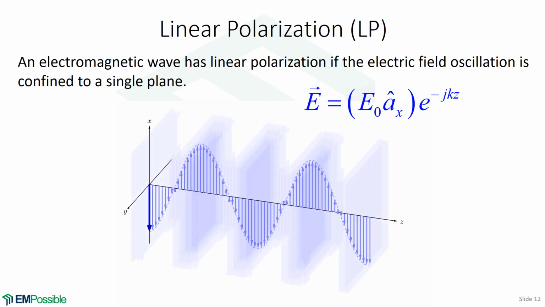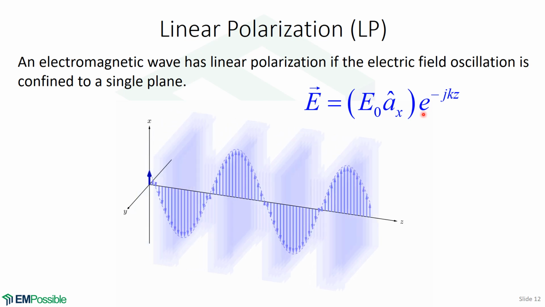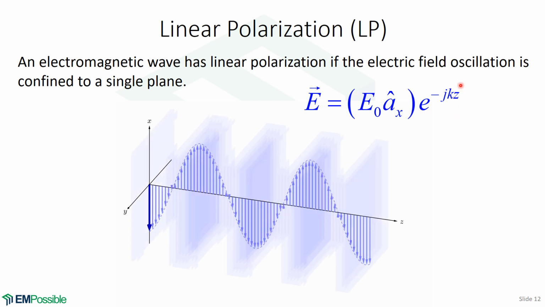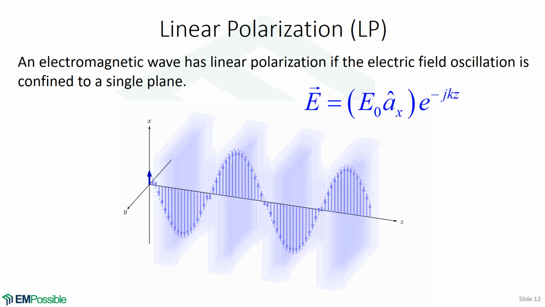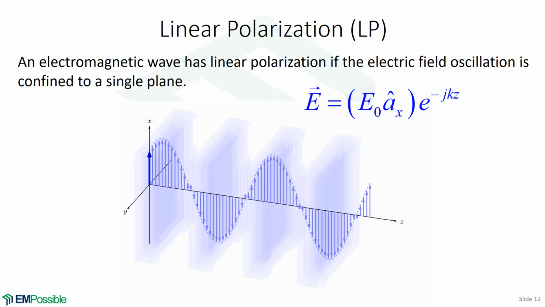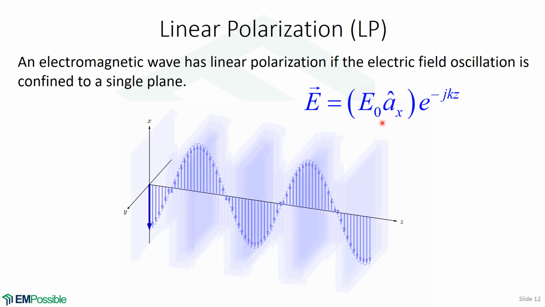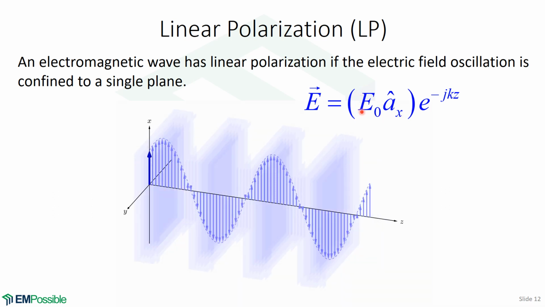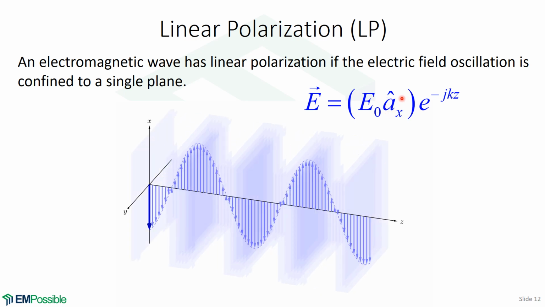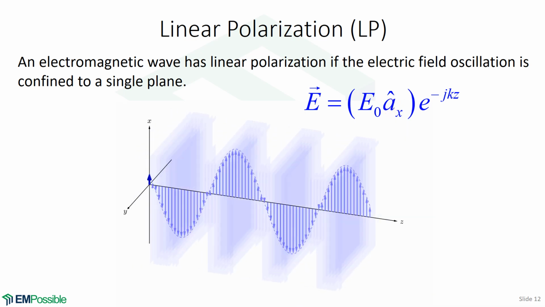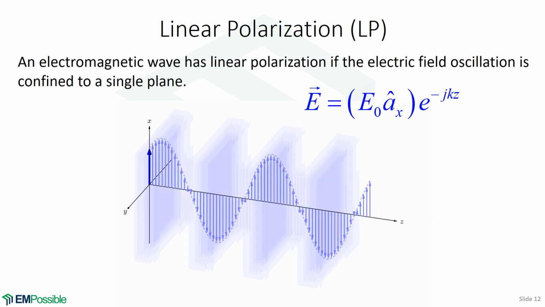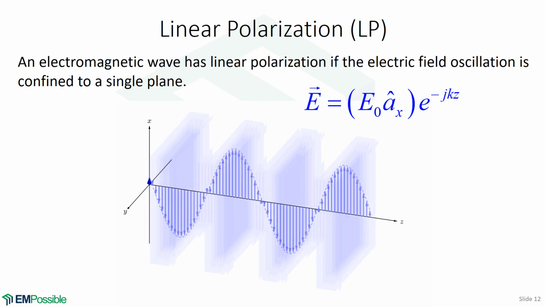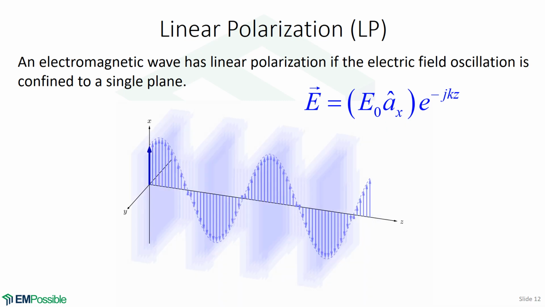Now mathematically, here's how we're writing it. Of course, we have our oscillation term, the e to the minus jkz, and using the negative sign convention, that is talking about a wave propagating in the positive z direction. Now our polarization vector is a larger expression inside of these parentheses, and it has some amplitude term E naught and a direction. Here's the x direction. So it's oscillating with an amplitude of E naught in the x direction. So that is a linearly polarized wave, and we would call it linear polarization, or LP for short.